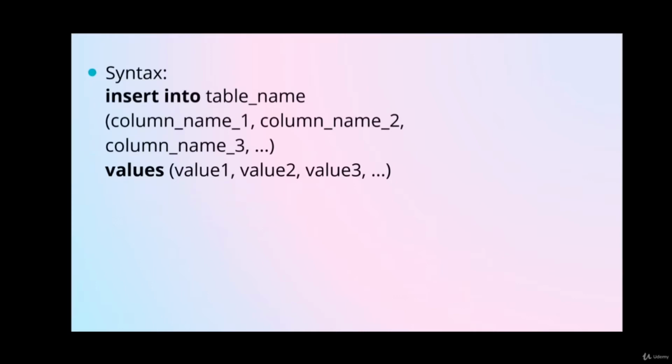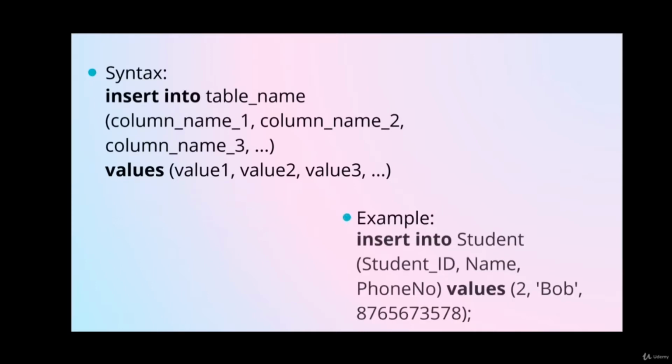You can also specify the column names while writing the query. So, while adding a new record, we can write it as insert into student, then write the column names in that table, that is student ID, name and phone number, and then add the values that you want to see in those respective columns.